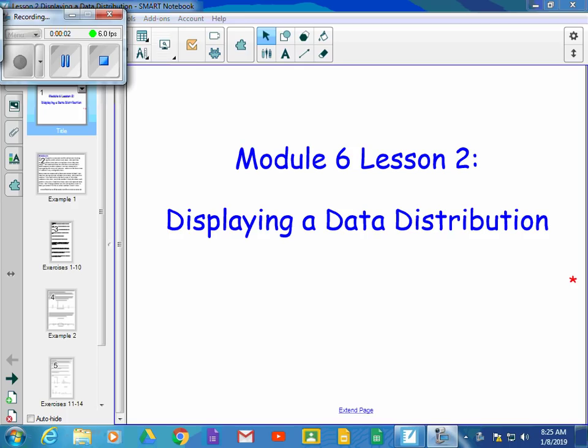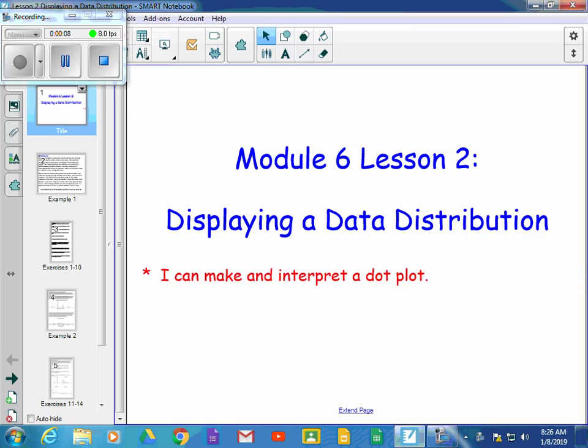This is Module 6, Lesson 2, titled Displaying a Data Distribution. The goal for this lesson is I can make and interpret a dot plot.